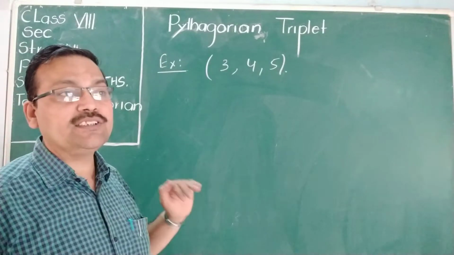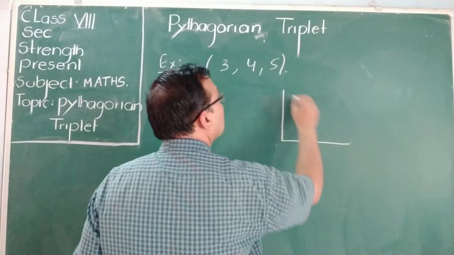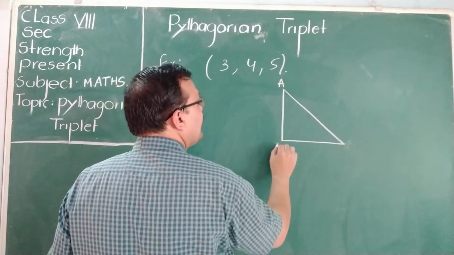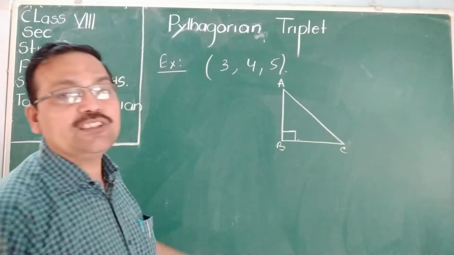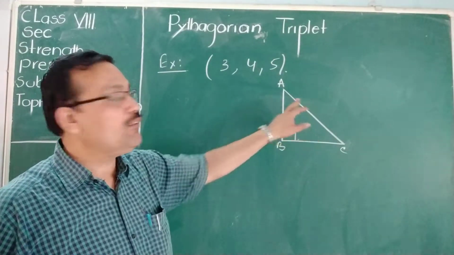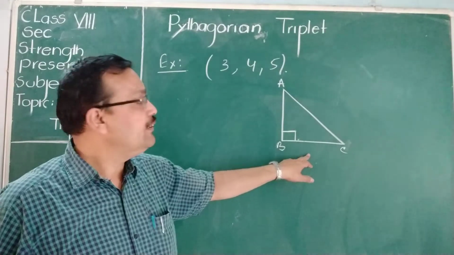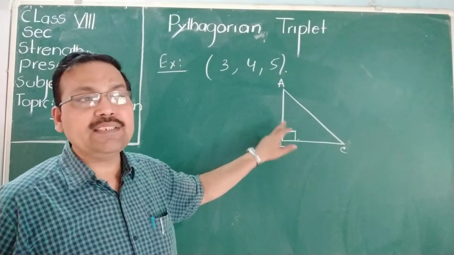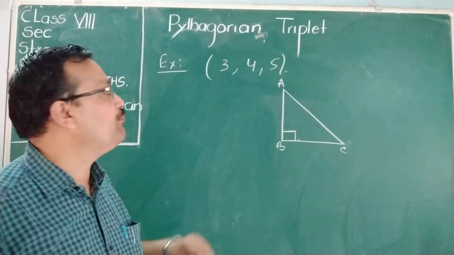What is Pythagoras theorem? Pythagoras theorem belongs to a right angle triangle. ABC is a right angle triangle. The Pythagoras theorem says that the square of the hypotenuse is equal to the sum of squares of the other two sides. In a right angle triangle, the square of the hypotenuse is equal to the sum of squares of the base and the perpendicular. Already it is discussed in standard 7.